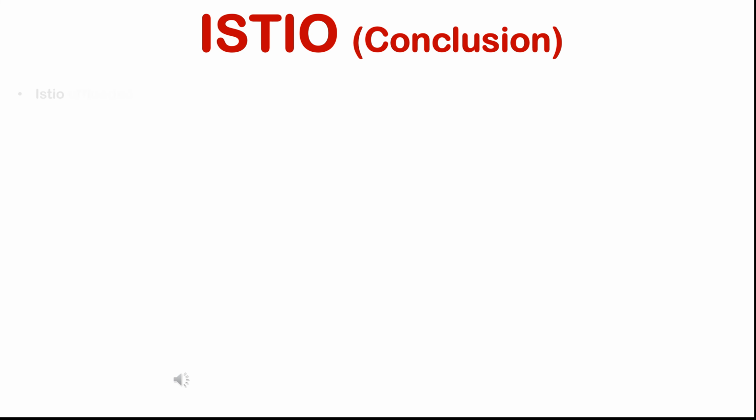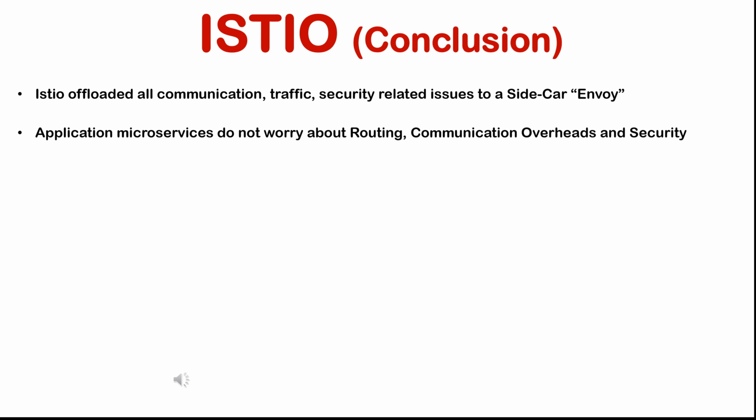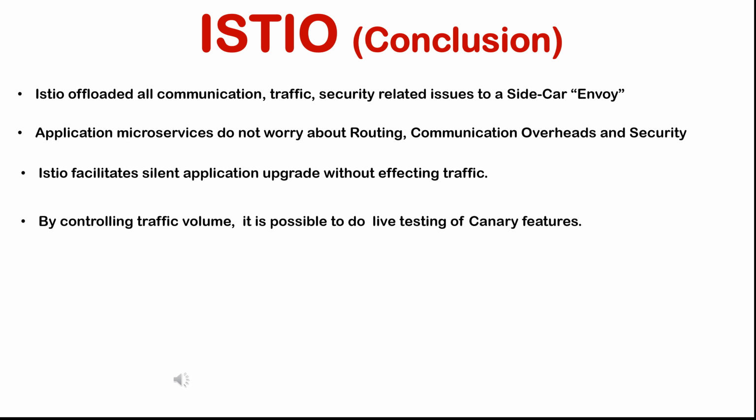To conclude, Istio offloaded all communication, traffic, and security-related issues to a sidecar Envoy. Application microservices do not worry about routing, communication overheads, and security. Istio facilitates silent application upgrades without affecting traffic. By controlling traffic volume, it is possible to do live testing of canary features.